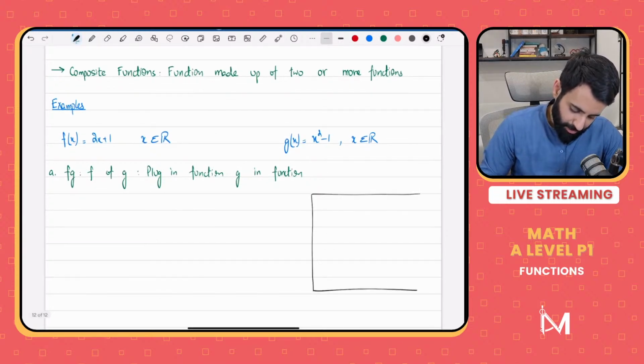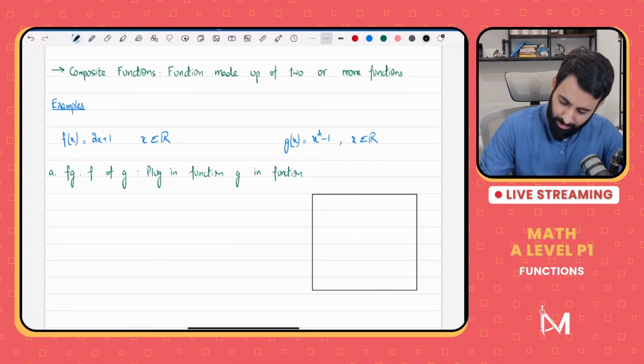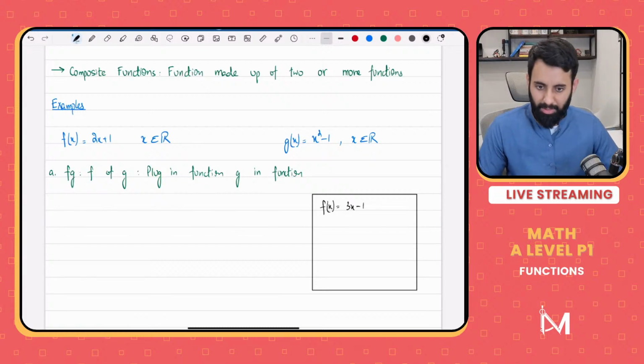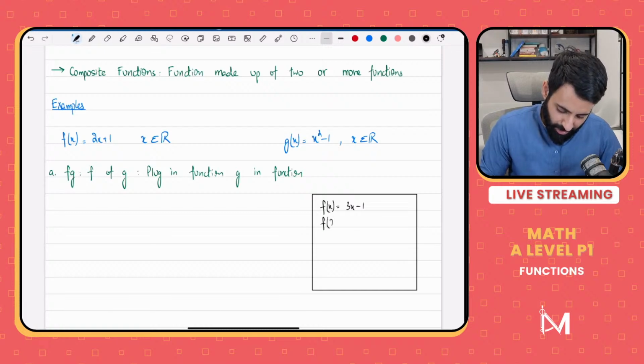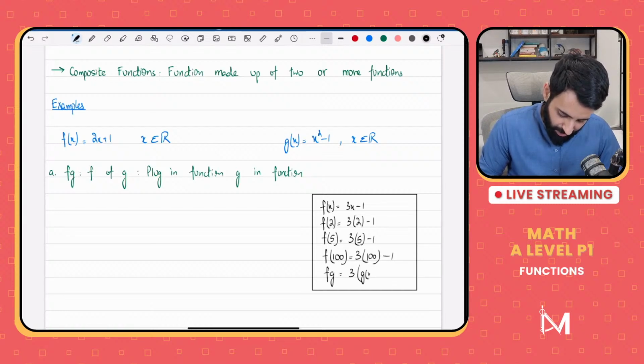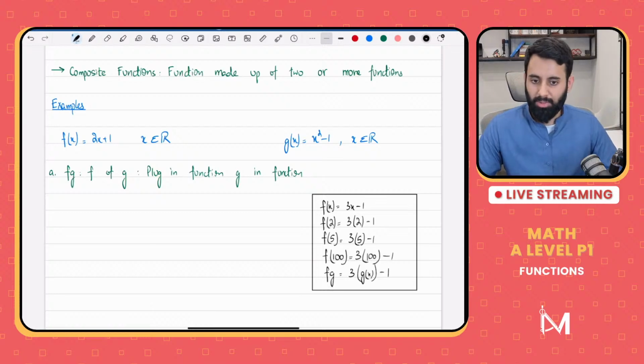So let's recall the basic rules of functions. Let's say you have f of x equal to 3 power x minus 1, just a random function. If you're asked to find out f of 2, you're simply going to plug in 2 in place of x, everything else remains as it is. If you're asked to find f of 5, you plug in 5 in place of x, everything else as it is. If you're asked to find f of 100, you plug in 100 in place of x. Fg basically means that now you're going to plug in g of x in place of x and everything else remains as it is. That is basically the idea behind a composite function.